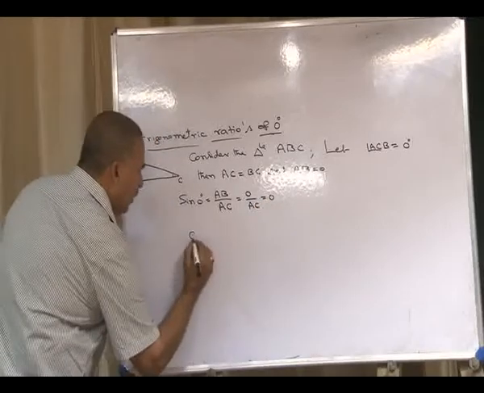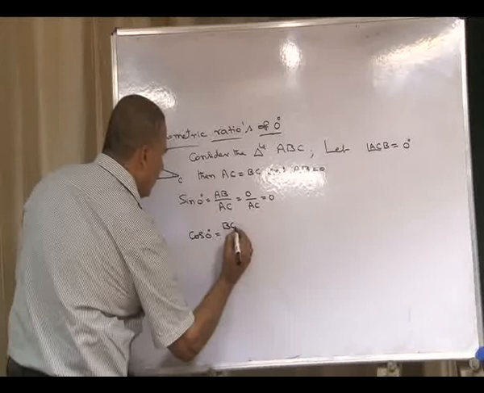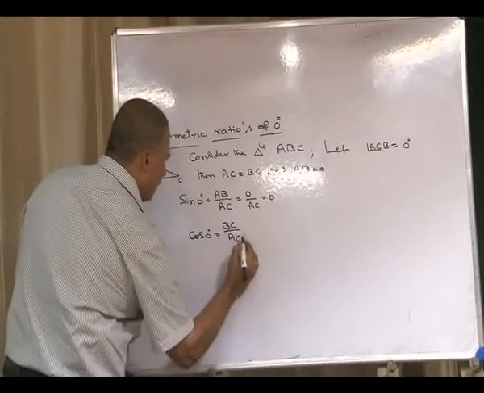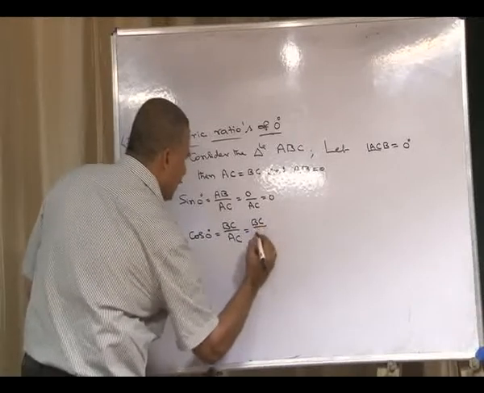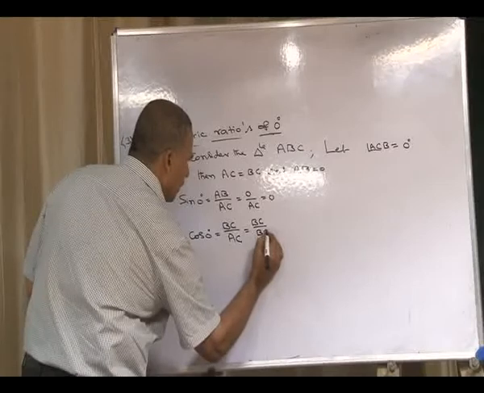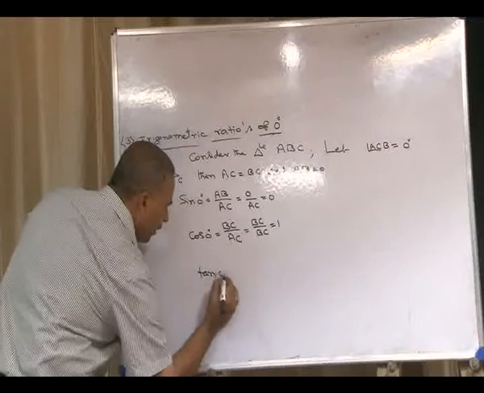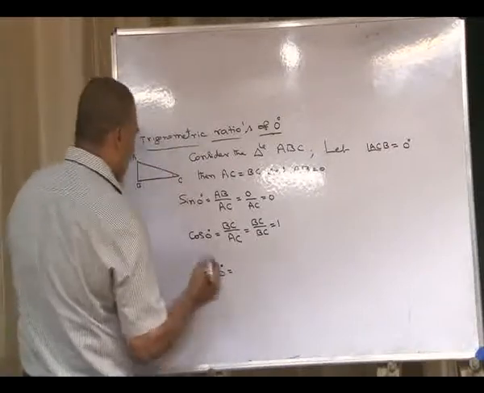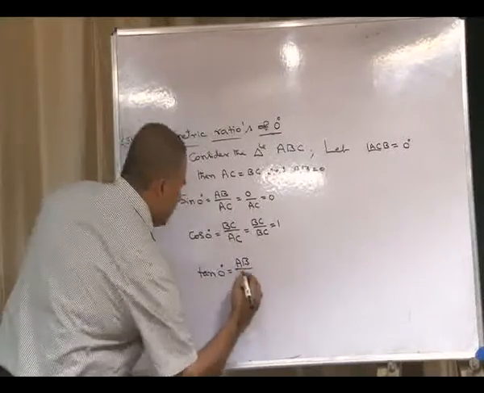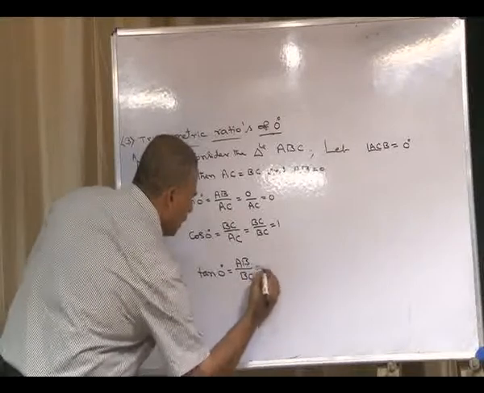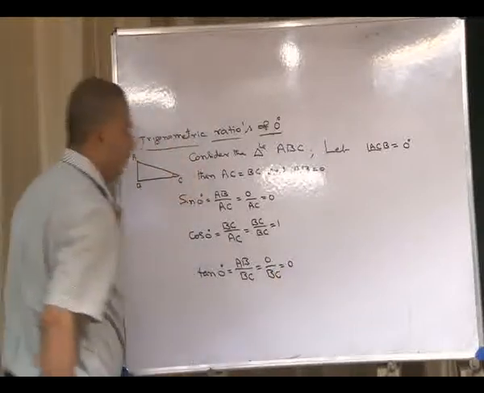Next, cos 0 degree, that is adjacent side BC by hypotenuse AC. When BC is AC, in place of AC substitute BC, the BC by BC is 1. Next, tan 0 degree, that is opposite side AB by adjacent side BC. AB is 0 by BC. 0 by BC is 0.